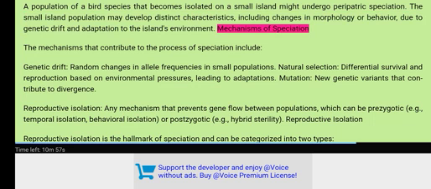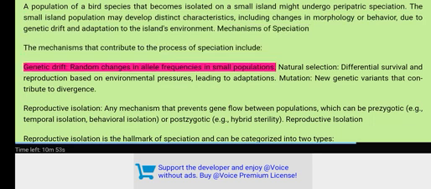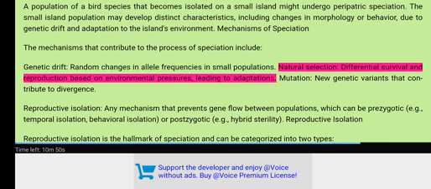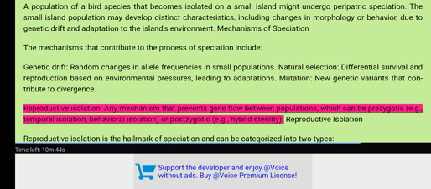The small island population may develop distinct characteristics, including changes in morphology or behavior, due to genetic drift and adaptation to the island's environment. Mechanisms of speciation. The mechanisms that contribute to the process of speciation include genetic drift, random changes in allele frequencies in small populations; natural selection, differential survival and reproduction based on environmental pressures, leading to adaptations; mutation, new genetic variants that contribute to divergence; and reproductive isolation, any mechanism that prevents gene flow between populations, which can be prezygotic, e.g., temporal isolation, behavioral isolation, or postzygotic, e.g., hybrid sterility.